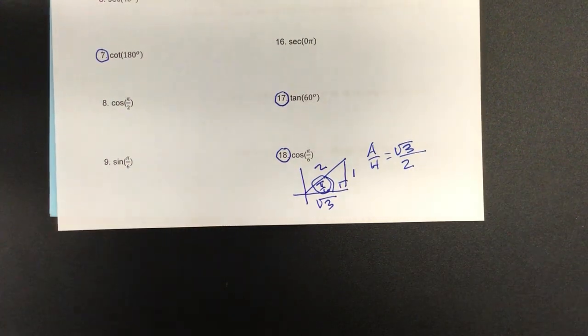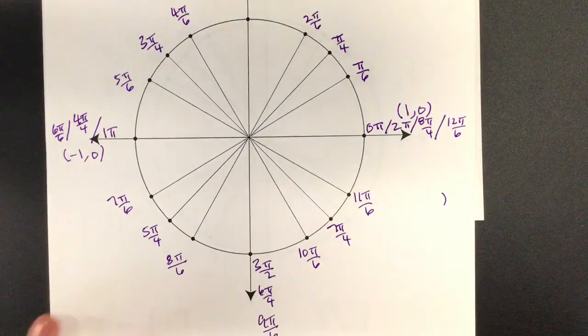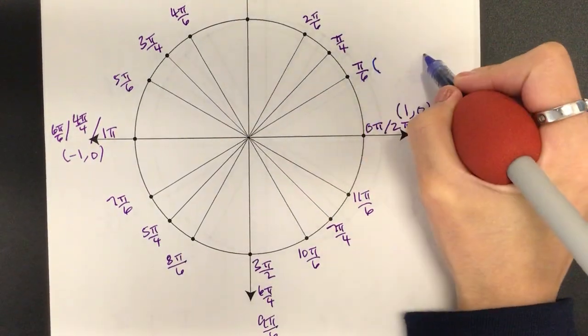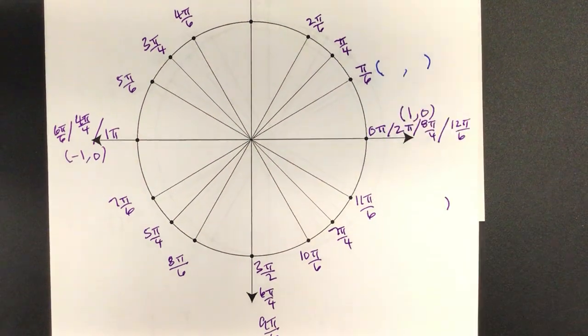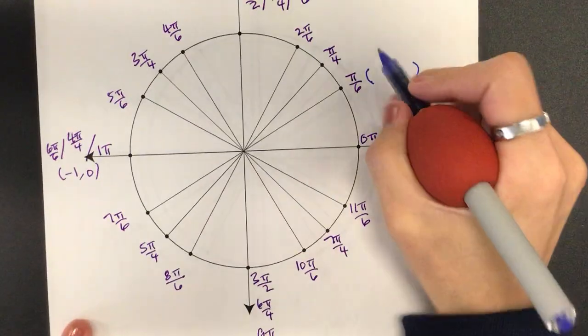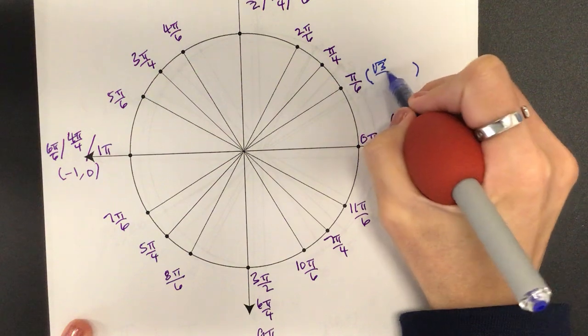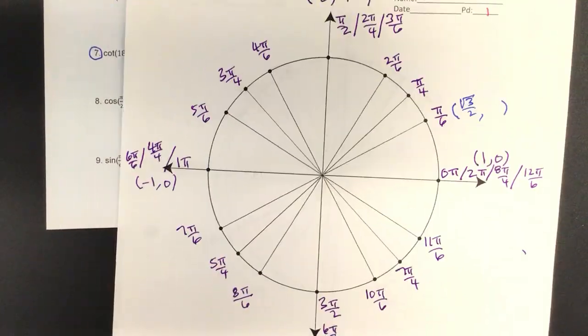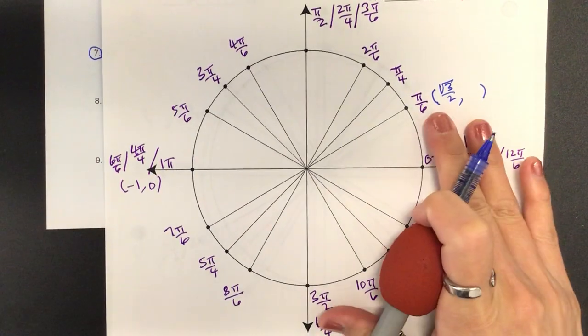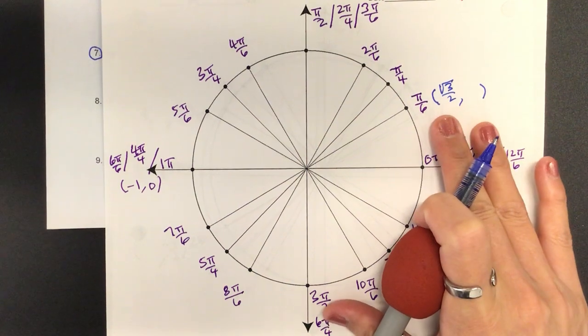So now let's go to our unit circle and find pi over 6. So here I have my pi over 6. I'm going to go ahead and make my coordinate. And we said pi over 6 cosine is radical 3 over 2. Okay, are we good with that piece? We don't know the y yet, but you will eventually.